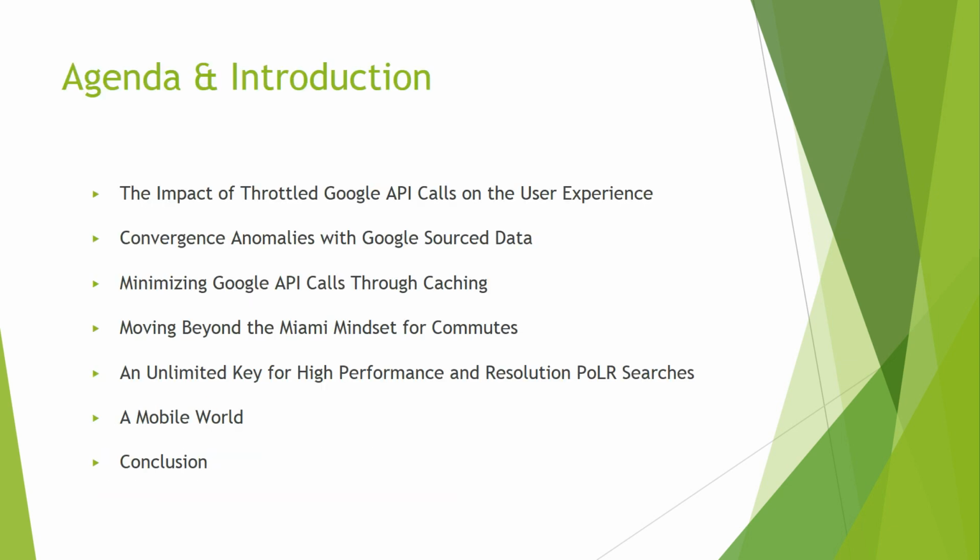Before we get into the video content, I'd like to introduce what it is we're going to discuss today on a high level. Overall, we see two shortcomings, the first really being the impact of throttled Google API calls on the overall end-user experience, and the other being a convergence anomaly that we found during the implementation when using Google source data. Everything else is a wish list item, which includes minimizing Google API calls through caching, moving beyond the Miami mindset for commutes, obtaining an unlimited key for high performance and high resolution PoLR searches, moving into a mobile world, and then finally a quick conclusion.